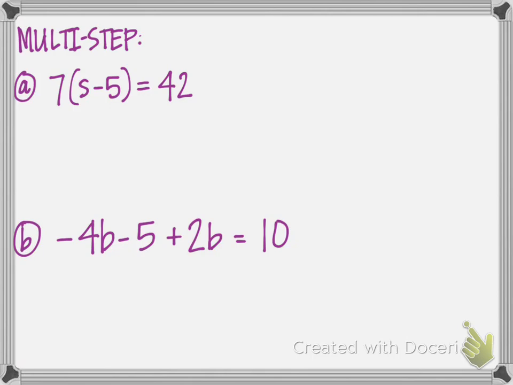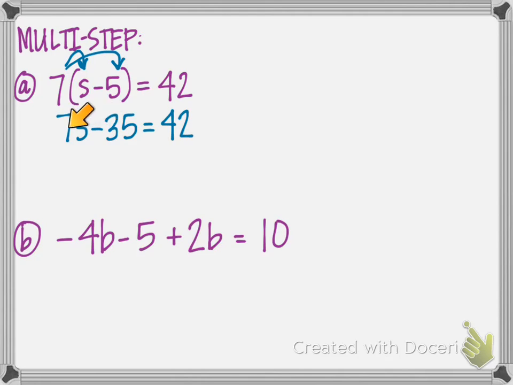So in multi-step, what I need to do here is, if I have a variable in the parentheses, I need to get it out of parentheses. So to do that, I'm going to distribute the 7. And I get 7s minus 35 equals 42.